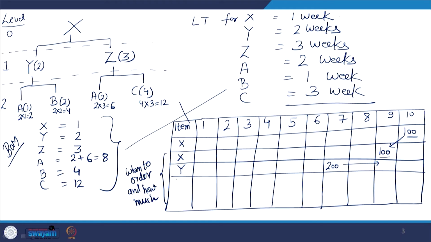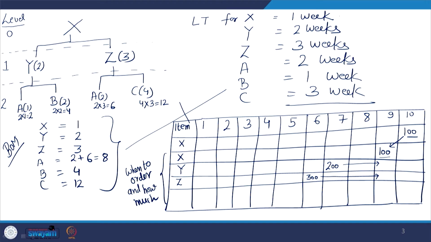Similarly, Z, I require 3Z for 1X. So, I need to place the order of 300 Zs in week 6 and it is going to take 3 weeks time, then only I can make 100 X in ninth week.